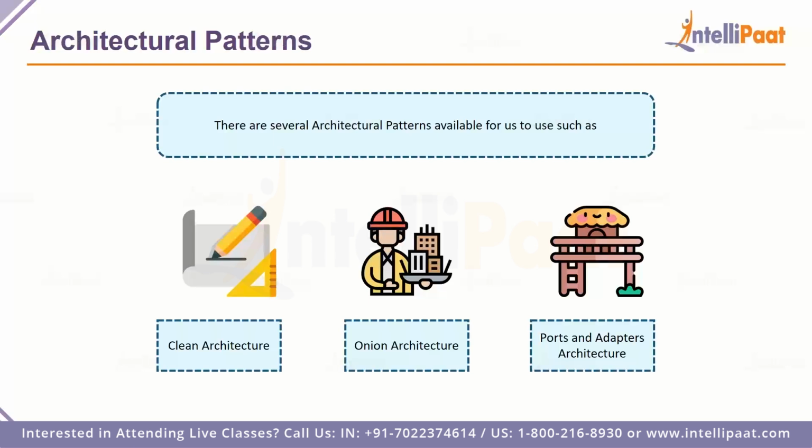So there are several architectural patterns available for us to use. These are clean architecture, onion architecture, ports and adapters architecture, and there are many other architectures available as well. Clean architecture was created by Robert Cecil Martin, also known as Uncle Bob. He created this architecture in order to keep in mind how the application's domain should be at the center of the architecture. The application domain is basically the entities or the objects that you create that your application should use.